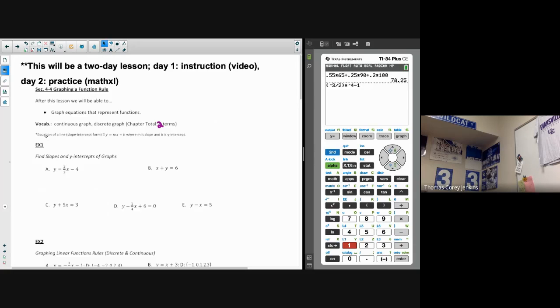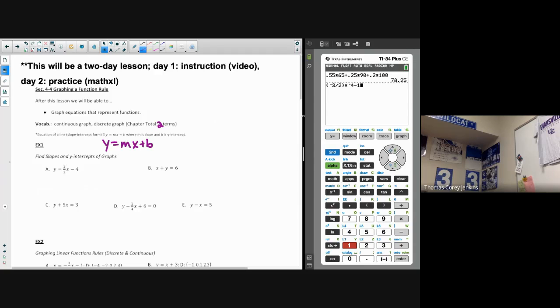And then a key idea here, the equation of a line in slope-intercept form is y equals mx plus b. Let me write that out. I don't know if you can see that on your screen or not. y equals mx plus b, where m is the slope of the line and b is the y-intercept.